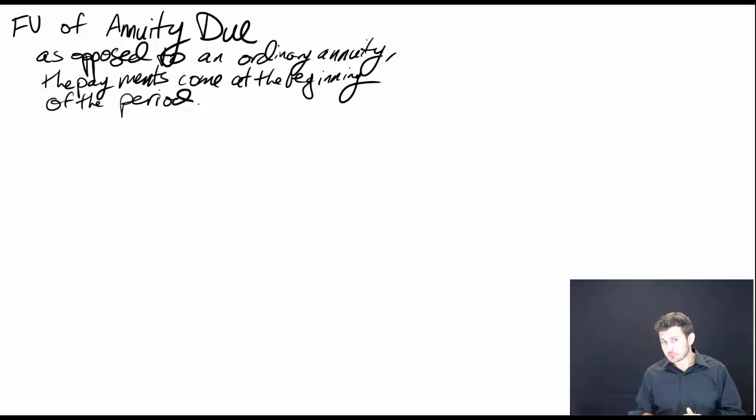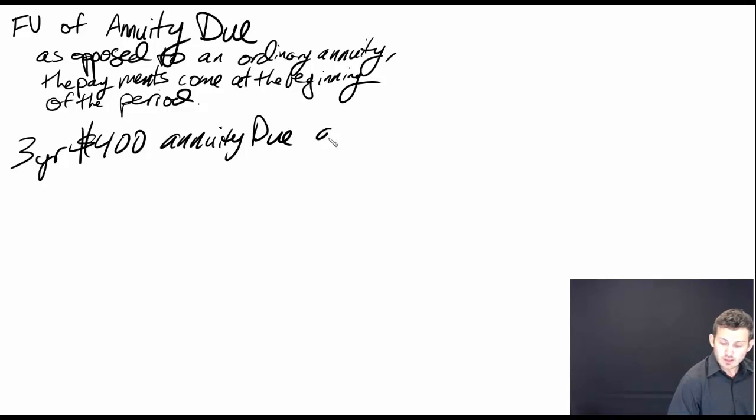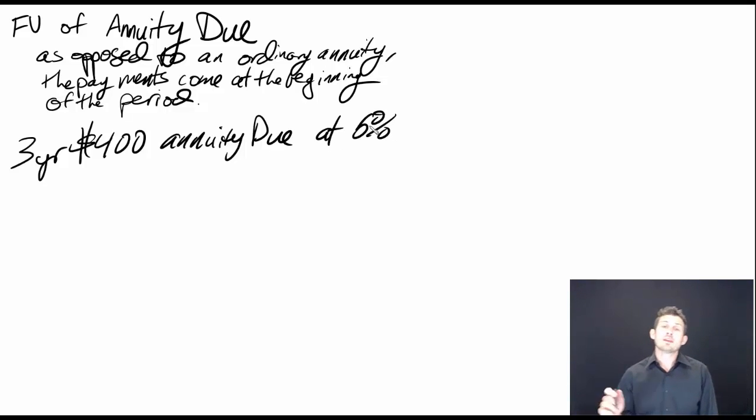fixed intervals. So what we're looking at here is, let's say we have a 3-year $400 annuity due at 5%. The difference here is that these payments are actually going to come at the beginning of the time periods rather than at the end.